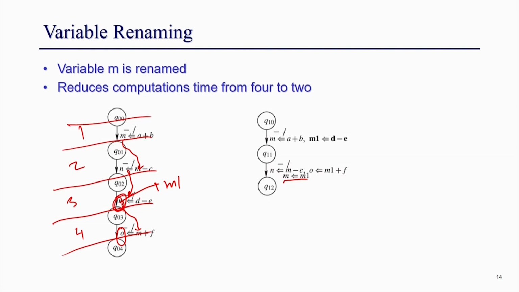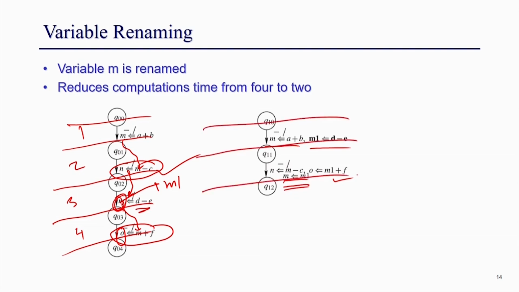So that I can execute m equal to a plus b and m1 equal to d minus b in parallel, because these two do not depend on each other. And then in the next cycle I can do n equal to m minus c and o equal to m plus f. Since my final value of m is this value, I can just do m equal to m1. But you can see, by doing this variable renaming, I reduce this write after read dependency. As a result, I can execute these operations in parallel, and I can execute the whole behavior in 2 cycles.